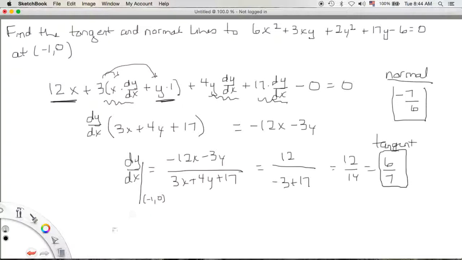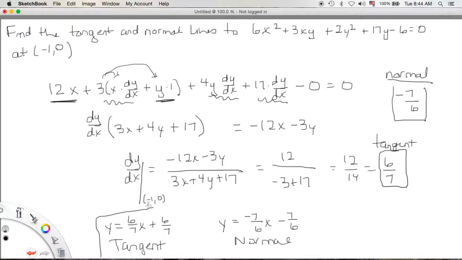So now we use our y equals mx plus b, and you end up with y equals 6/7 x plus 6/7 for the tangent, and y equals negative 7/6 x minus 7/6 for the normal line. So this is the tangent and the normal. I'm going to assume that you know how to take a slope and a point and plug it into y equals mx plus b, figure out what your b is, and get your equation. If you're having trouble with that, make sure you come and see me.